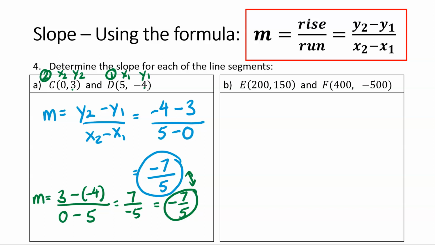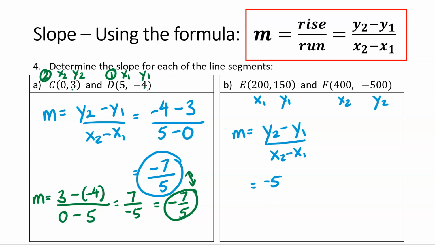Okay, let's look at problem B. We have point E is 200 and 150, F is 400 and negative 500. So if E is point number 1, then this will be x1 and this will be y1. If F is point number 2, then this would be x2 and this would be y2. And all we have to do at this point is write our formula and fill in the numbers.